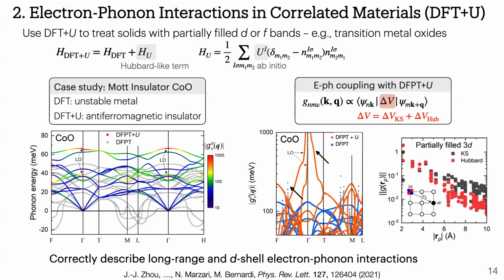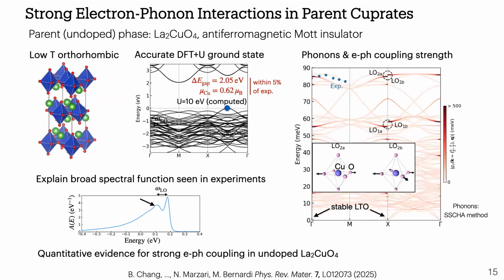And so now this gives us access to studying a wider range of correlated insulators. Just showing here an example. This is LCO, lanthanum copper oxide. This is also a Mott insulator, and it's the parent phase for high-temperature cuprate superconductors, which turn superconductors when you dope them.